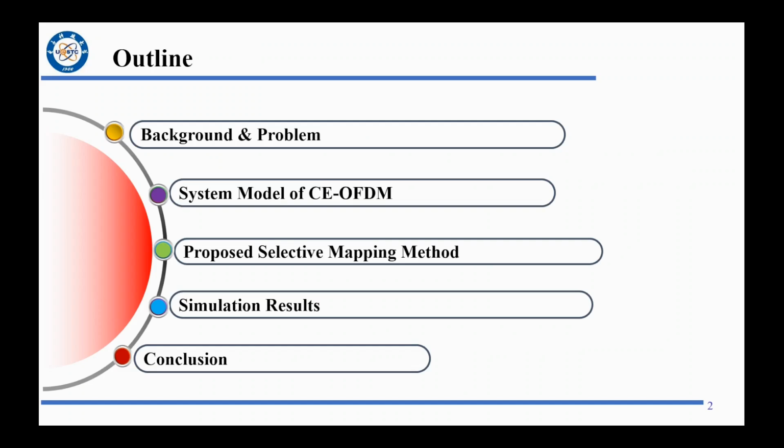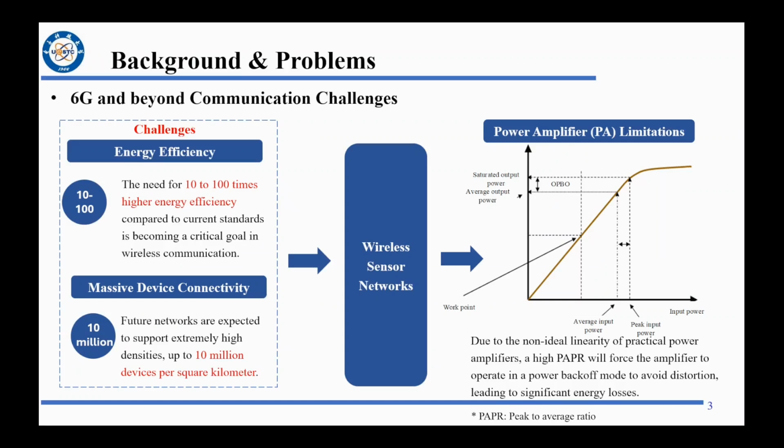This presentation will cover the following five parts: background and problem, system model of COFDM, our proposed selective mapping method, simulation result, and conclusion. Now, let me start by discussing the background and the challenges we are addressing.